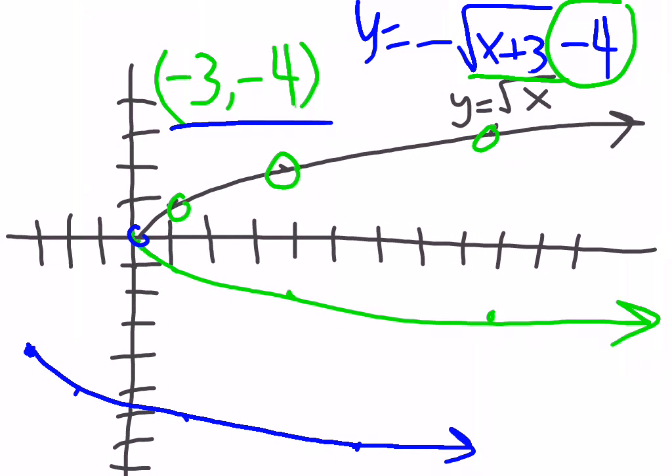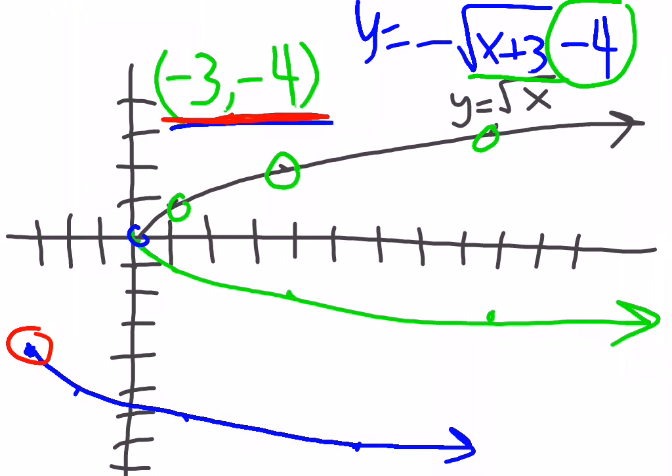Let's analyze the graph, okay? I'm going to write in red for my analysis. What is our starting point? Well, this is our starting point, and we said that it was this guy right here. Negative 3, negative 4. Are there any zeros? There are no zeros because our graph is never intersecting the x-axis.